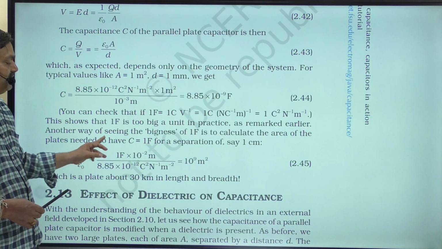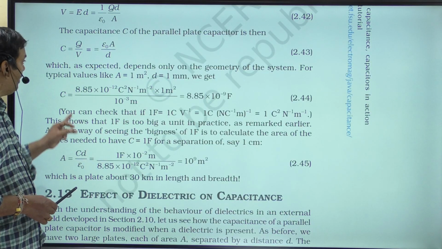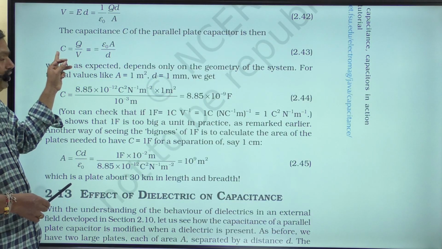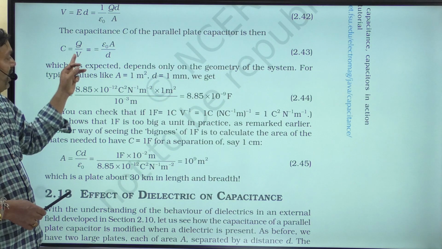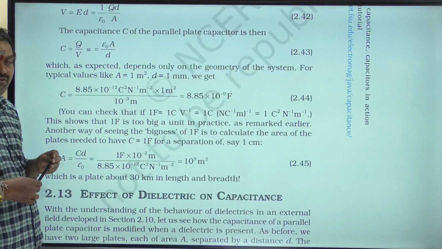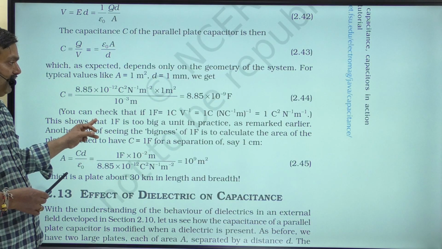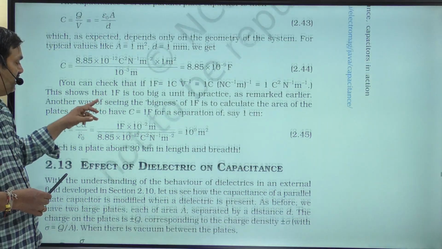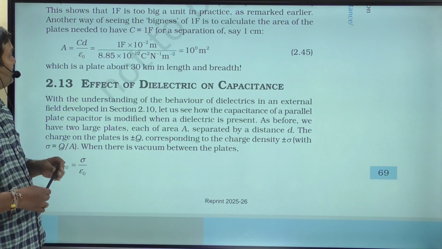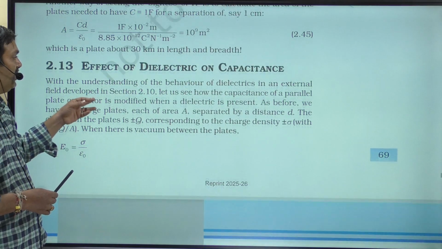So that is how you can define 1 farad, and it is very simple. In order for capacitance to be 1 farad, you need to take a charge of 1 coulomb and a potential of 1 volt. So 1 coulomb per 1 volt is taken as 1 farad. This is how we can express the derivation for the capacitance of a parallel plate capacitor.